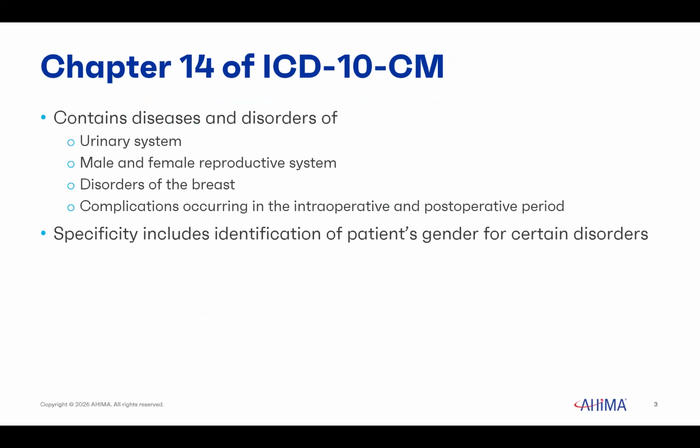This chapter includes conditions covering not just the urinary organs, but the reproductive organs for both males and females and breast-related conditions. Some codes require knowing the patient's sex because certain diseases only apply to a certain gender or sex.